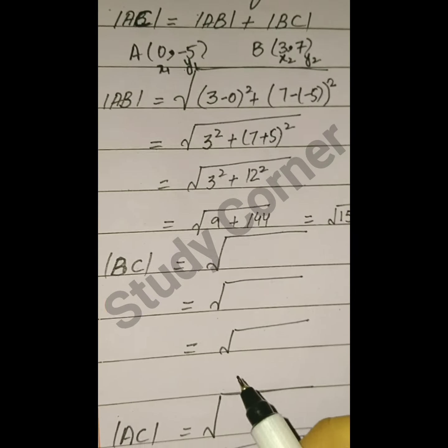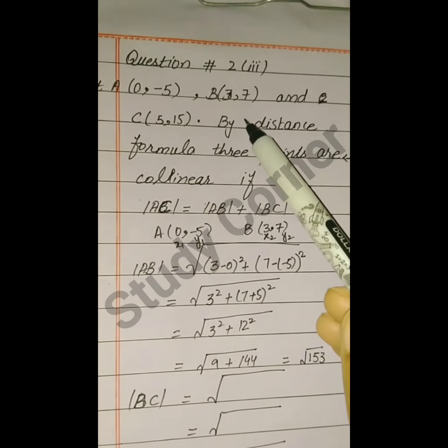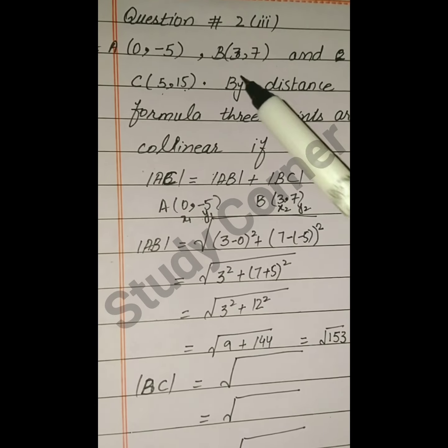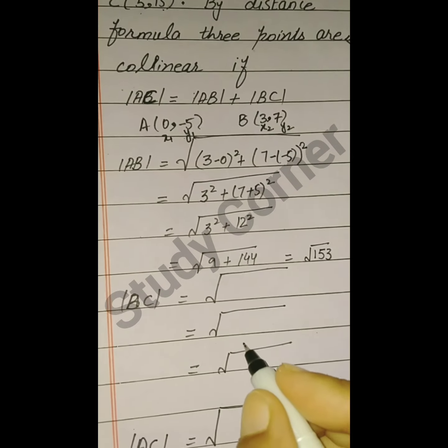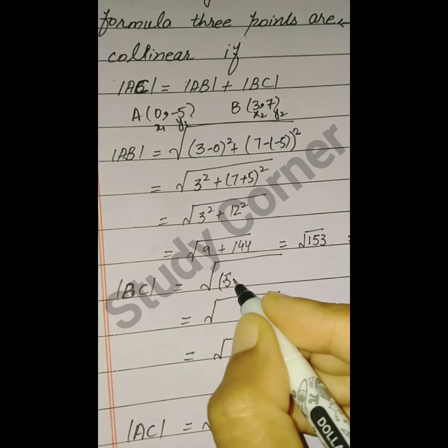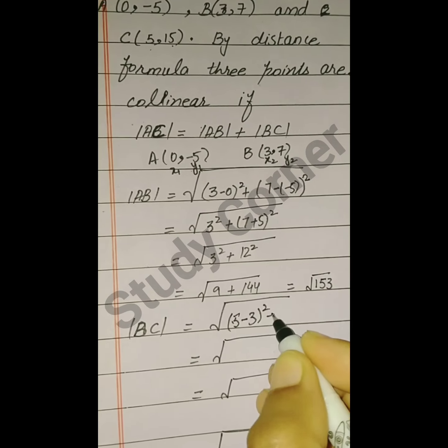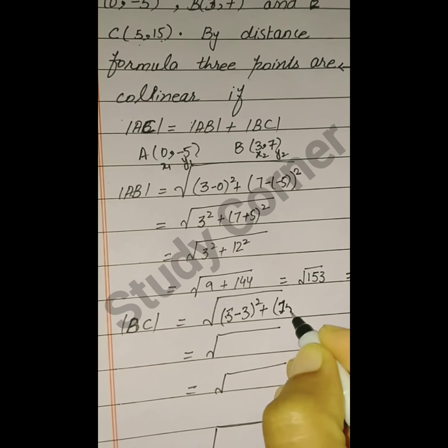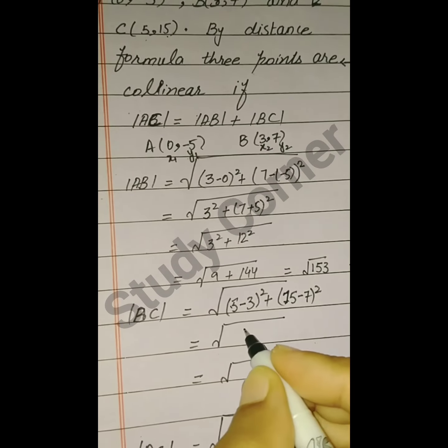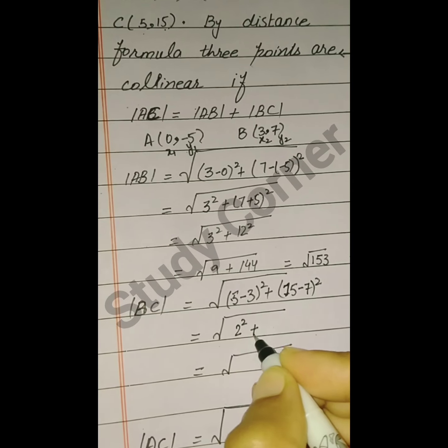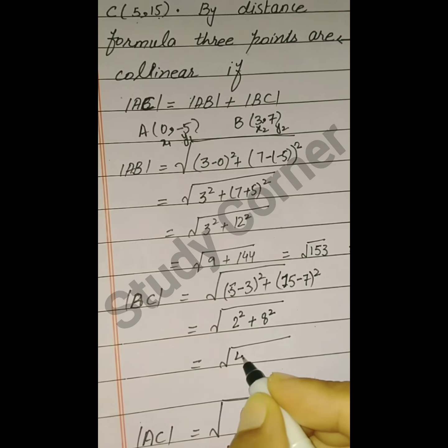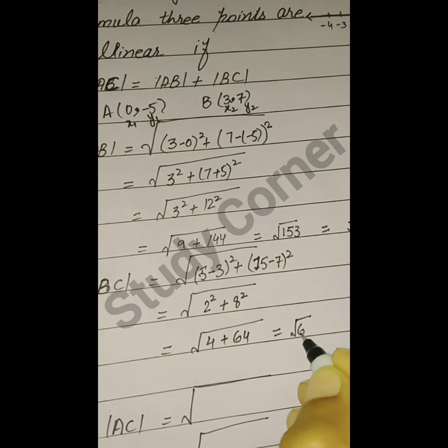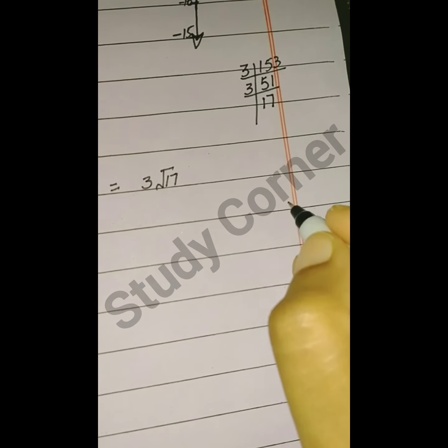Now the next is we have to find the distance BC. The point B is (3, 7) and C is (5, 15). So that is 5 minus 3 whole square plus 15 minus 7 whole square. So this is 2 square and this is 8 square. 2 square is 4, 8 square is 64, and we get square root of 68.